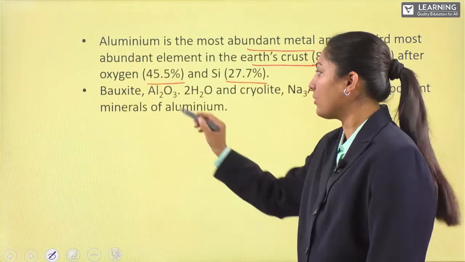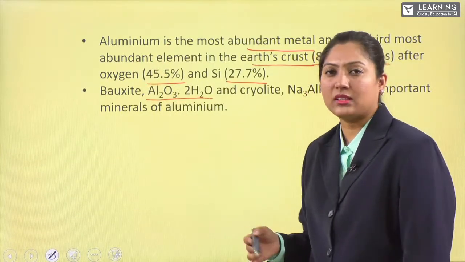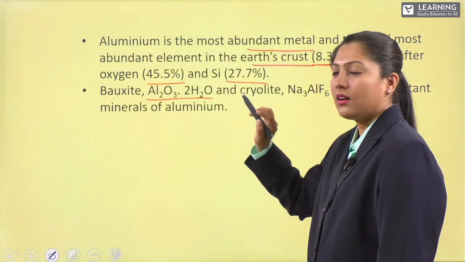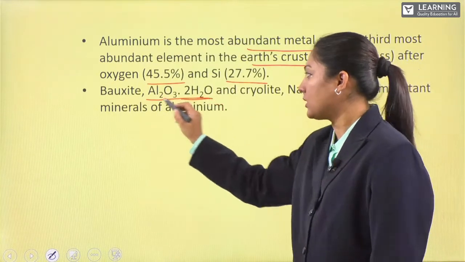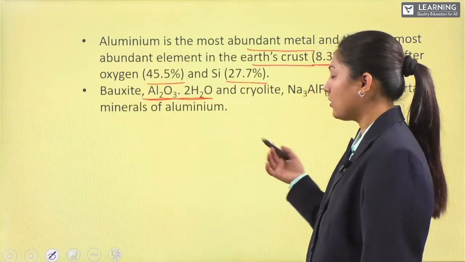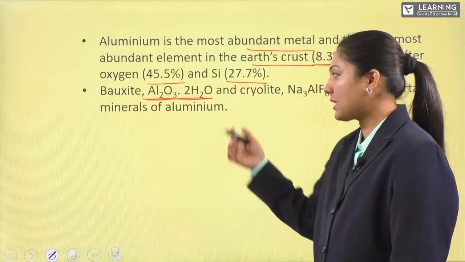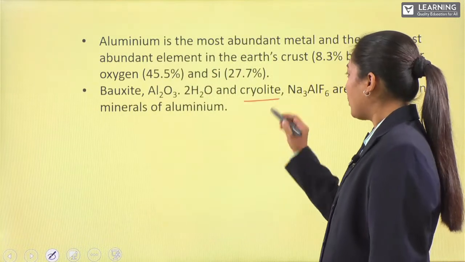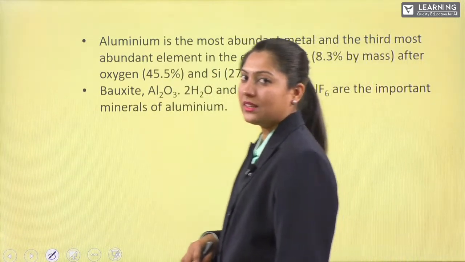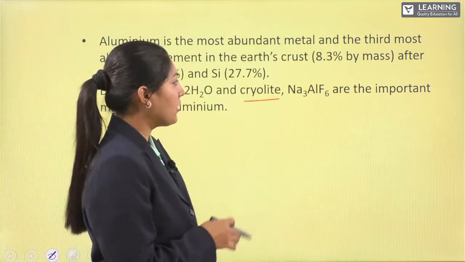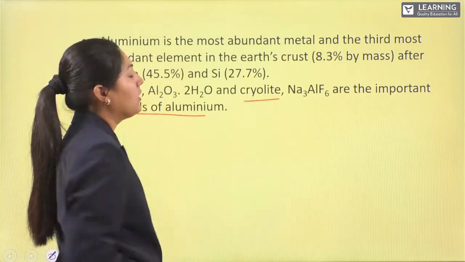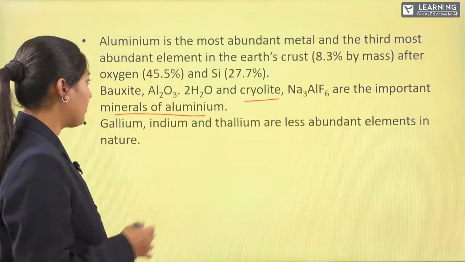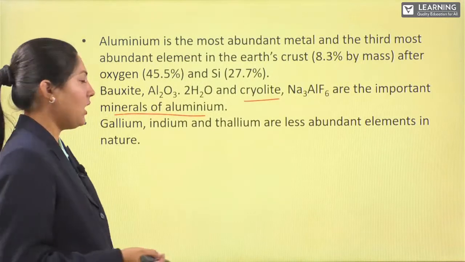Bauxite is the ore of aluminium, where we get aluminium from this ore, Al2O3.2H2O. It is a dihydrated salt, aluminium oxide, or you can also say it as oxide which is having the dihydrate. And we have cryolite, which is having Na3AlF6. So they are the important minerals of aluminium. We can also say they are the important ores of aluminium. From them itself we extract the aluminium.